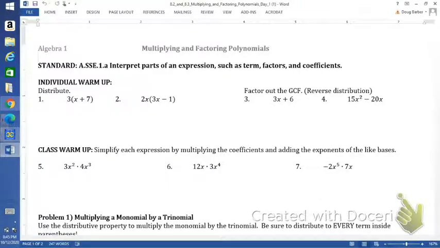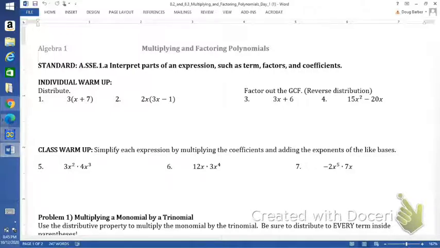This is the lesson 8.2 and 8.3 video, day 1, and what we're going to be doing is multiplying and factoring polynomials. We're going to start with a warm-up. In our first two examples, we're going to just review the distributive property and then how to factor out the greatest common factor in warm-up problems 3 and 4.